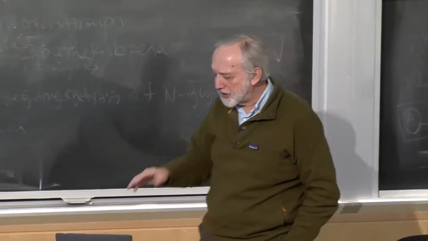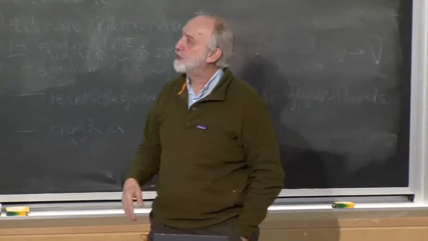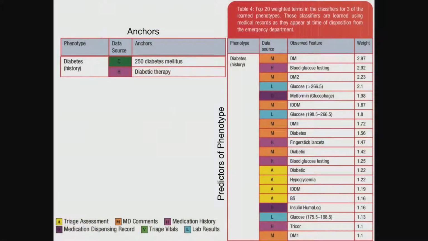So this was a very nice idea. Just to illustrate, if you start with something like diabetes as a phenotype, you say, I'm going to look for anchors that are a code 250 diabetes mellitus, or I'm going to look at medication history for diabetic therapy. Those are the initial silver standard goals that I'm looking at, and those in fact have a high predictive value for somebody being in the cohort. And then they identify all these other features that predict those, and therefore, in turn, predict appropriate selectors for the phenotype that they're interested in.